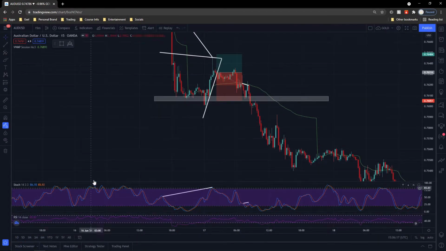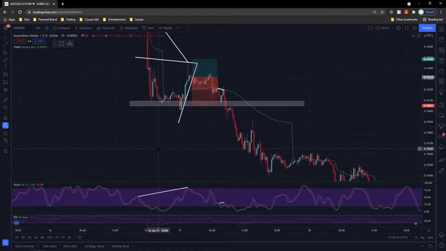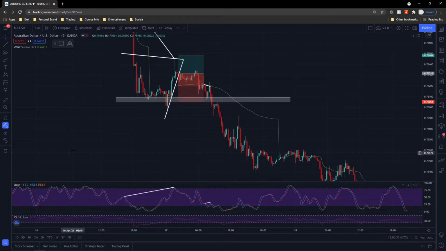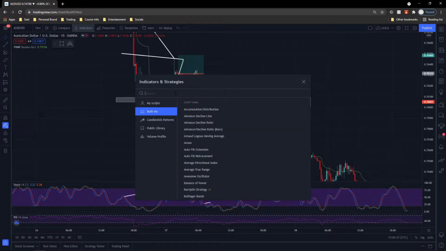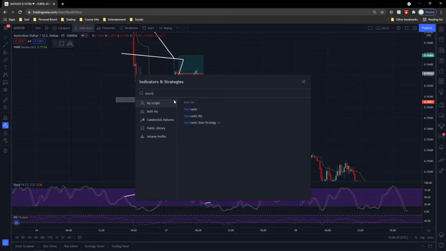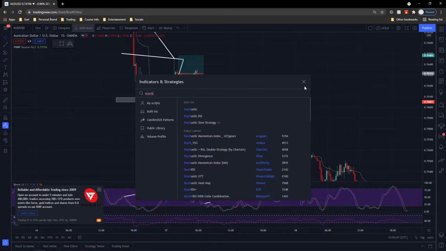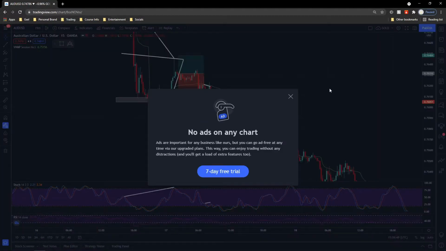I've got the stochastics with the VWAP, the actual charts with the candlesticks, and the RSI. Now what's really important is the candlesticks and the stochastics. These two are pretty much what you need for the method, so make sure you've got the stochastics. If you don't know how to get these indicators, just go over here to indicators and type in STOCH, and then the first one right there, stochastic. Stochastic RSI is an option as well, but I just go with stochastic.